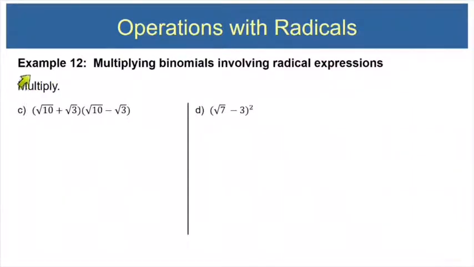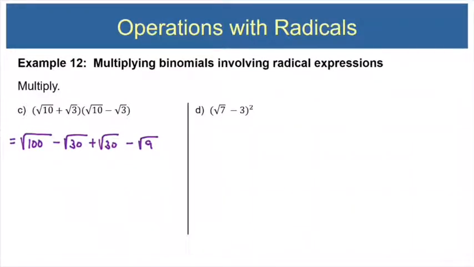Now continuing with example 12, we have part C. So we have square root of 10 plus square root of 3 times square root of 10 minus square root of 3. And again, we'll use the FOIL method on this, and when we get to the end, I'm going to show you a couple of shortcuts for this type of problem. So let's apply our FOIL method, and we'll have square root of 10 times square root of 10. Of course, that's going to be square root of 100. Outer times outer is going to be minus square root of 30. Inner times inner is going to be plus square root of 30. And last times last is going to be minus square root of 9, because 3 times 3 is 9.